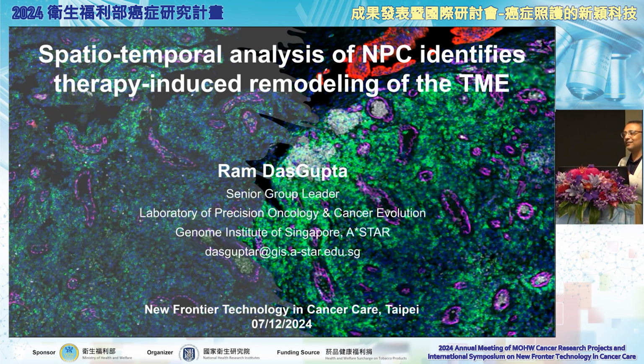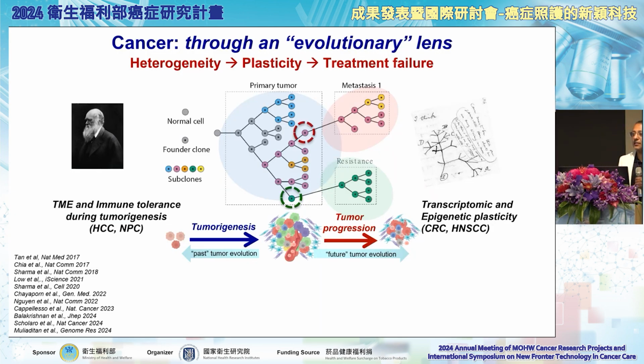But I'm going to stay on a similar theme, using single cell and spatial transcriptomics or spatial biology to understand how tumors evolve, mainly therapy-induced evolution of cancer. Fundamentally, my lab is interested in looking at cancer through an evolutionary lens, and most of the work we've done in the past has focused on transcriptomic and epigenetic plasticity in the context of tumor progression in metastatic and therapy-resistant disease.